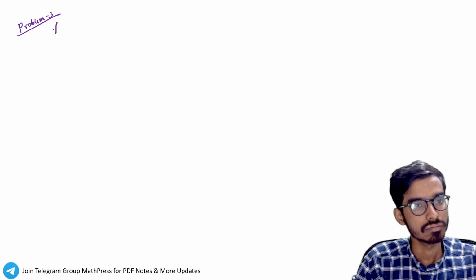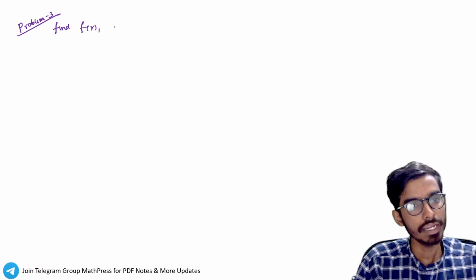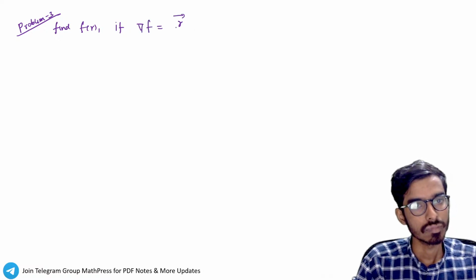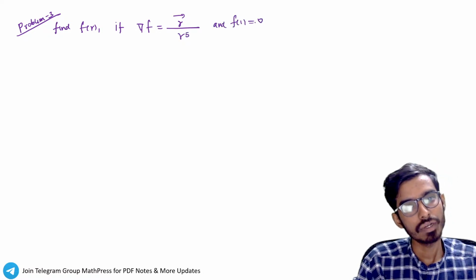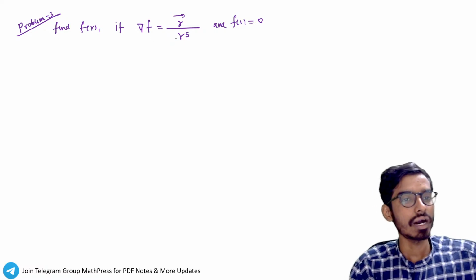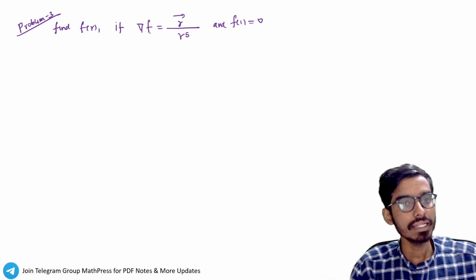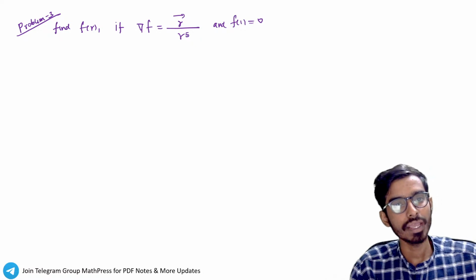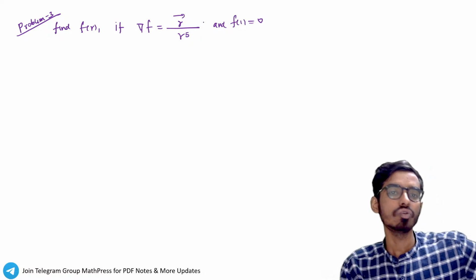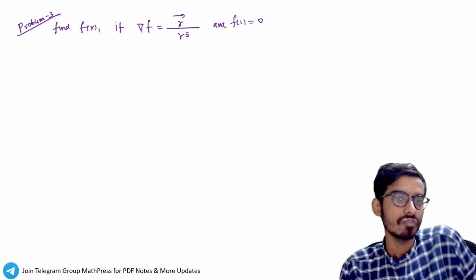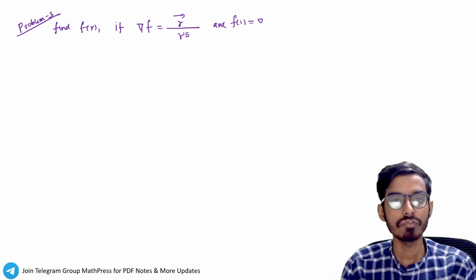Okay, find f of r if del f is r vector divided by r power 5 and f of 1 is 0, right? So here everything is in terms of r. In the previous problem, they had given del f in Cartesian form, xi plus yj plus zk, and we found the f. But here they have given del f in r. R vector is xi plus yj plus zk, and r power 5 will be, we know r is root of x square plus y square plus z square, so r power 5 will be x square plus y square plus z square whole power 5 by 2.